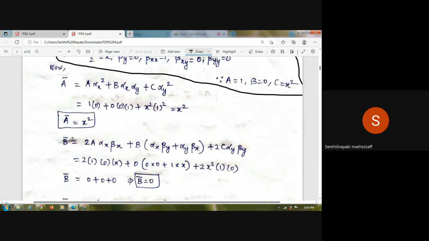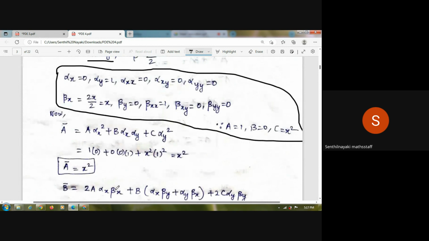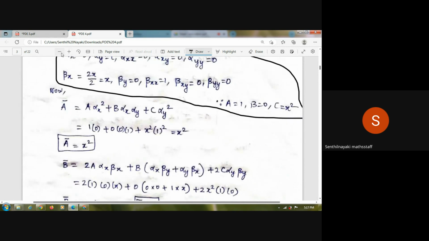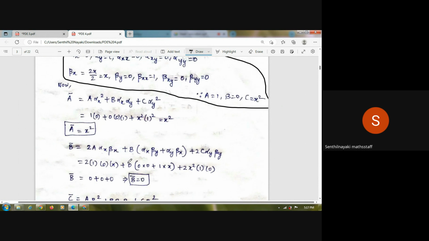Next, the formula for b bar is 2a alpha x beta x plus b into alpha x beta y plus alpha y beta x plus 2c alpha y beta y. So here alpha x is 0. Here b value is 0 and alpha y is 1, but beta y is 0. So b bar value becomes 0 because all the terms are 0.